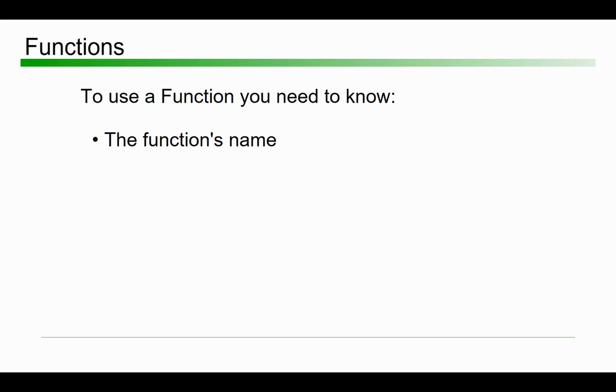So in order to use the function in Excel, one thing that you have to know is that it exists, and even if you don't know its name, if you know part of its name, you can sometimes find the one that you're looking for. That's the beginning point.